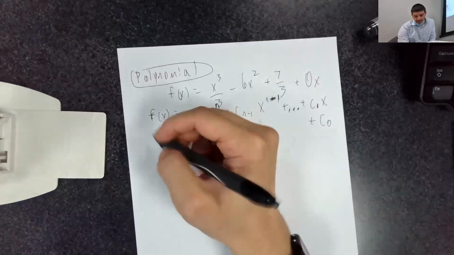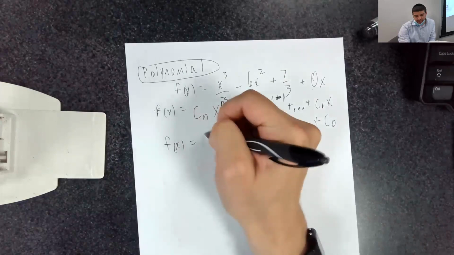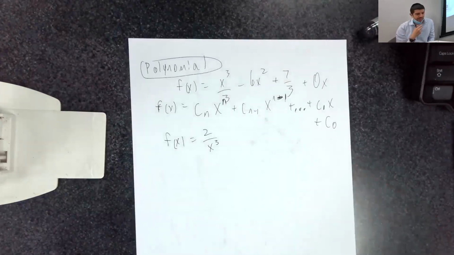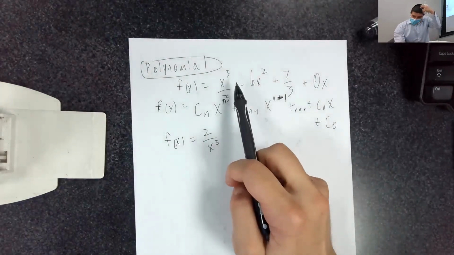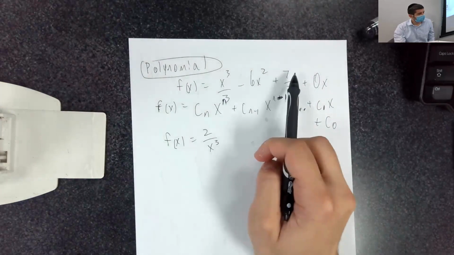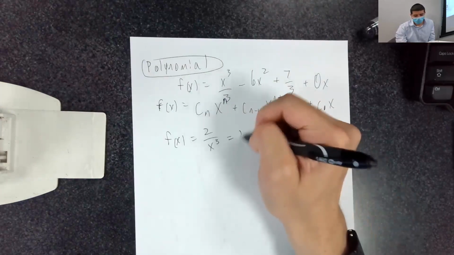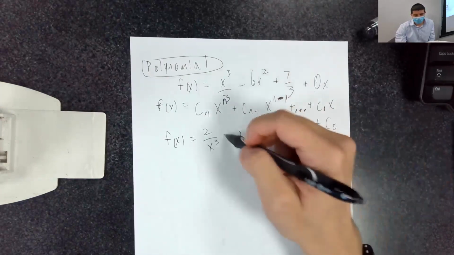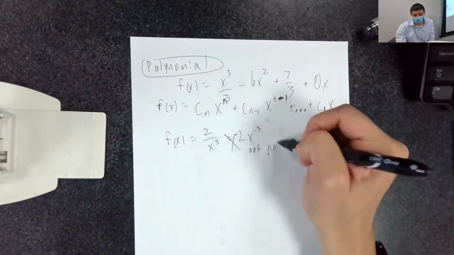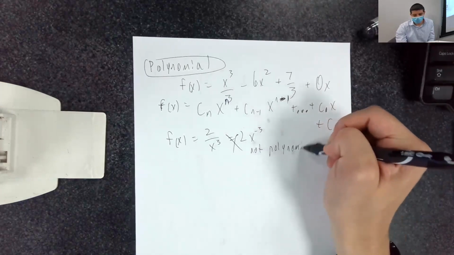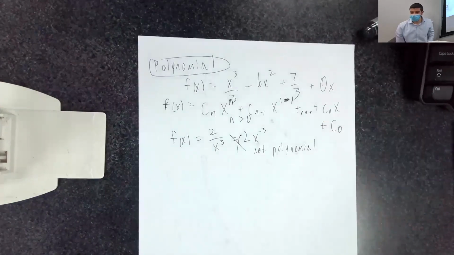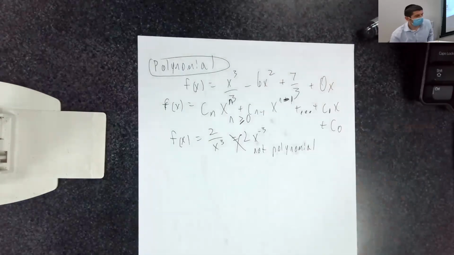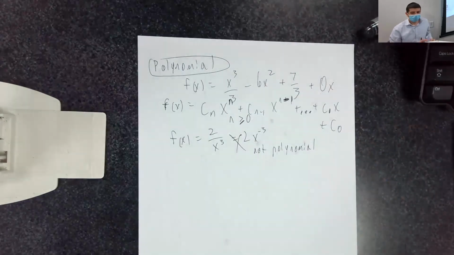Okay. So what's not a polynomial? Well, what about 2 over x cubed? It's not a polynomial because these need to be positive exponents. 2 over x cubed is 2x to the minus 3, so it's not a polynomial. The exponent n is an integer greater than or equal to 0. A polynomial is when you don't have negative exponents.